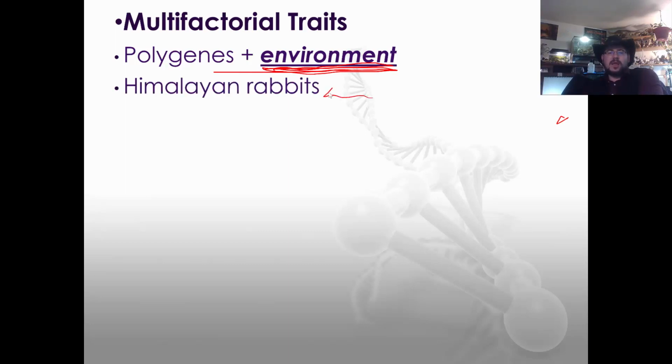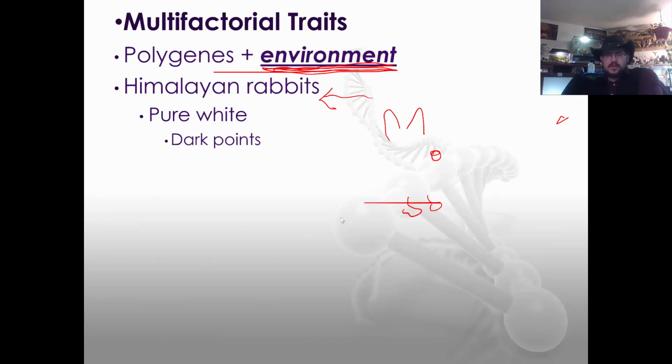Himalayan rabbits are our gold standard example. Himalayan rabbits are a pure white rabbit with dark points in its fur. So its ears, its nose, and its little feet. Those are the dark points, and of course, its poofy tail. So we're going to have dark points or dark extremities.